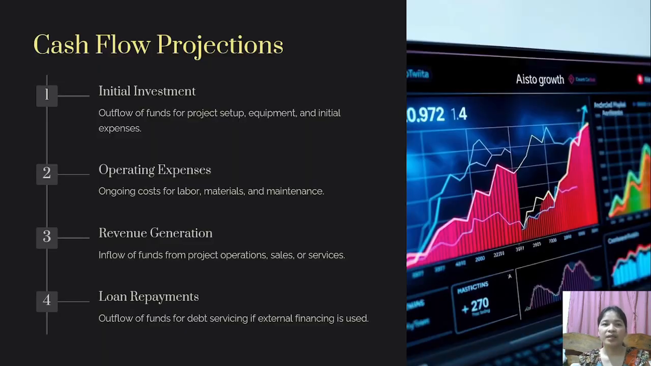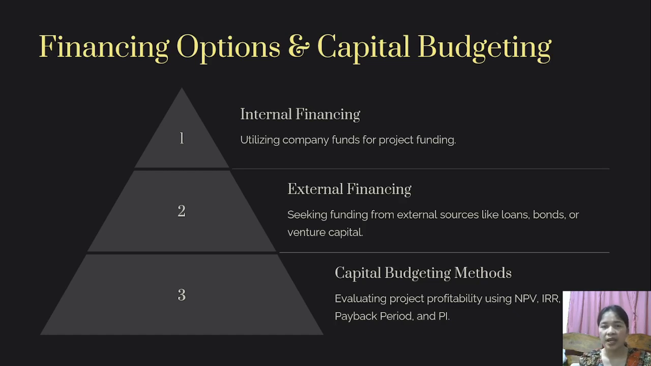The fourth one is cash flow projections. We have to project future cash inflows and outflows over the project's lifetime. That includes initial investments, operating expenses, revenue generation, and loan repayment. The next one is financing options and capital budgeting. We have to determine how the project will be funded and assess different investment options.